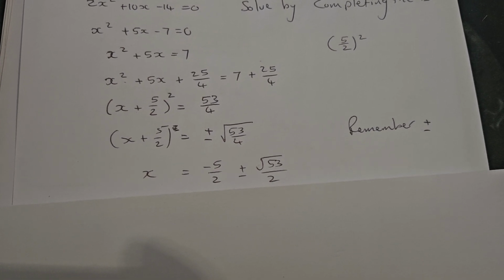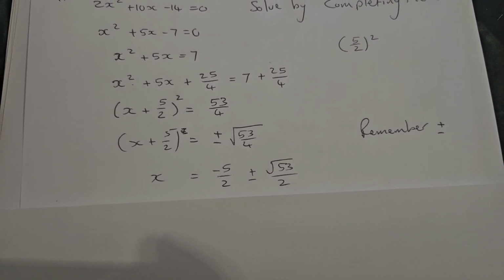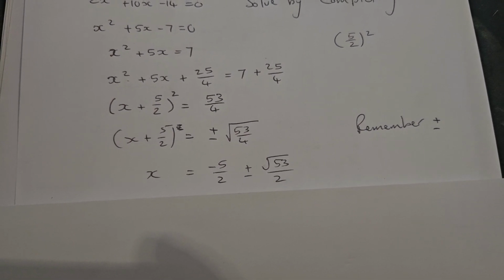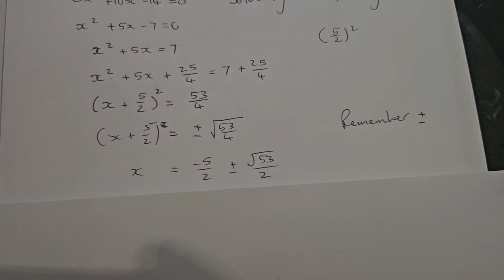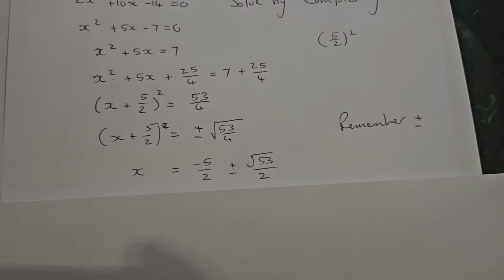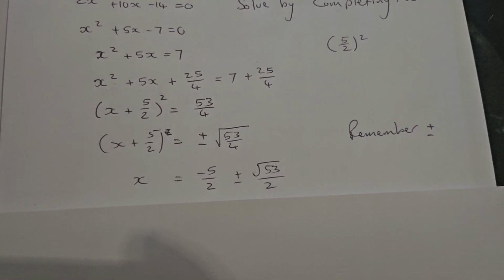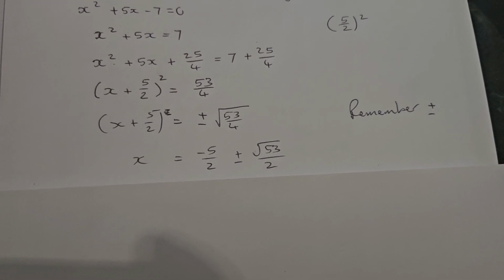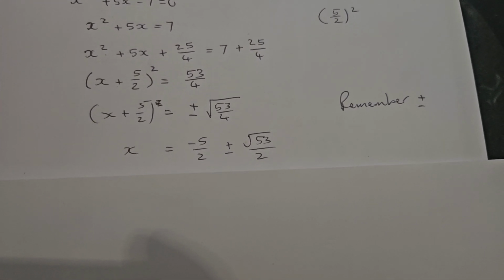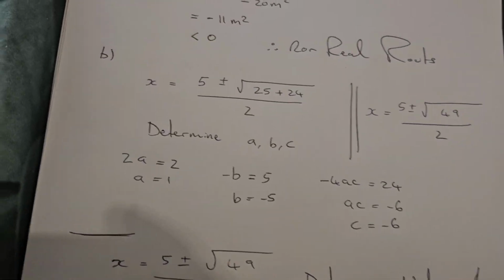Then I take the 5 over 2 over to the other side, and there I get my answer in simplest surd form. I could have written it as one single fraction and spread it out and said x is equal to negative 5 plus root 53 over 2, or x is equal to negative 5 minus root 53 over 2. Sorry, not over 4. So there we go. That would be the solution. Okay, the next one then.